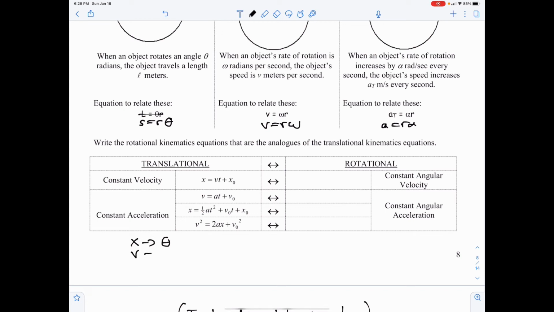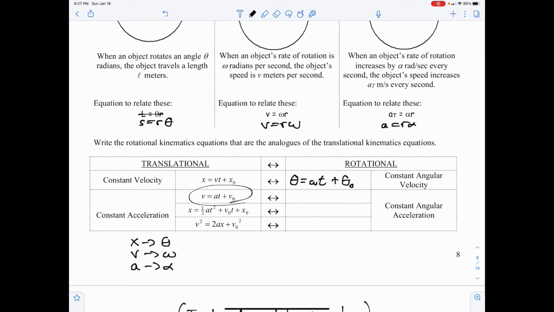Anytime we see a v, we're going to replace it with omega. Linear speed, translational speed, that would be angular speed. Anytime we see an a, we're going to replace it with alpha. Okay, let's give it a try. So up here, we have x equals vt plus x naught. So that would be theta equals omega t plus theta naught.